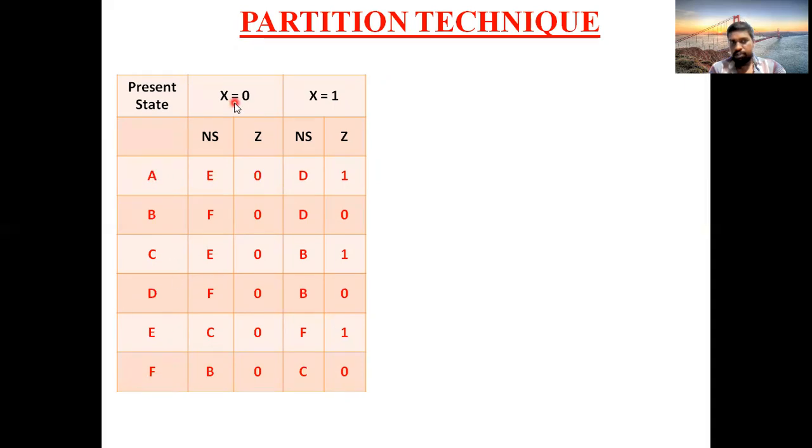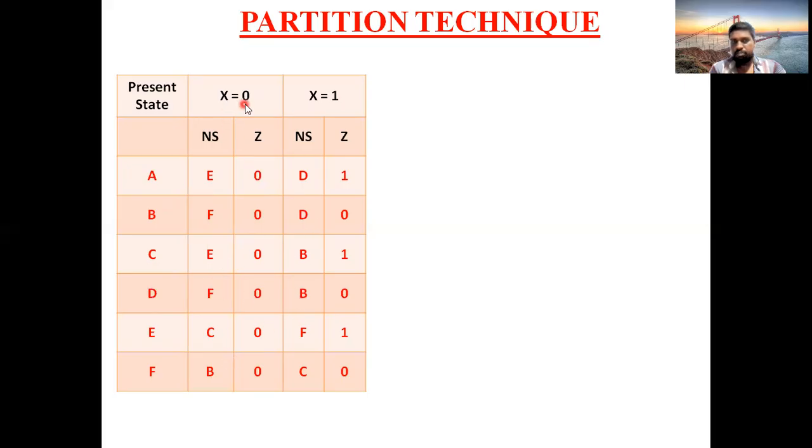When x equals 0, these 6 states perform these operations. Under x equals 1, the same 6 states operate like this. Suppose you are asked for the operation of C under x equals 1: that means B comma 1. So C moves to B, and the output is 1. What is the value of D under x equals 0? It means F comma 0. D moves to F, and the output is 0. Like that, you should analyze the functionality from the table.